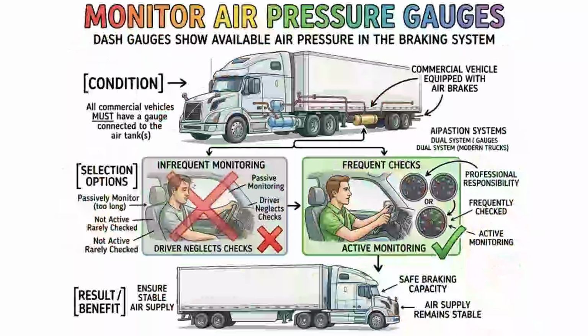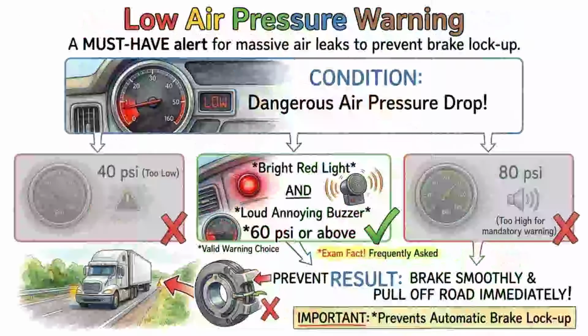When the pressure drops to around 100 pounds per square inch, the governor tells the compressor to start pumping again, known as the cut-in level. Memorize those cut-out and cut-in numbers for your test.